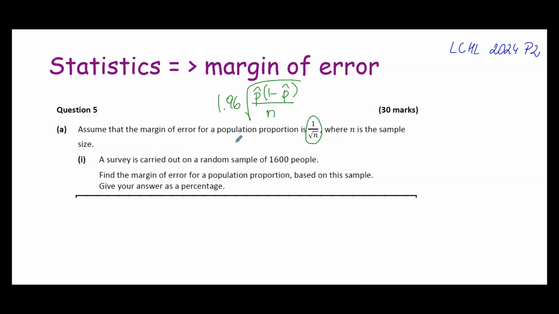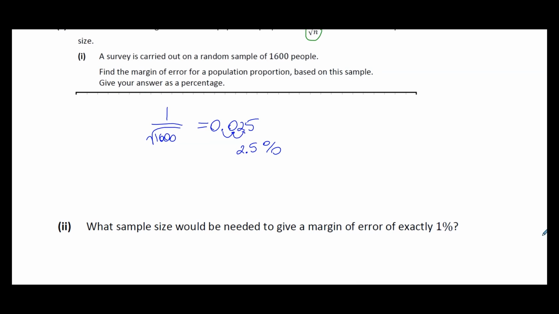A survey is carried out on a random sample of 1,600 people. Find the margin of error for a population proportion based on this sample. Give your answer as a percentage. So 1 over square root of n, where n is the sample size. So square root of 1,600. We put that in the calculator and we get a decimal. To change a decimal to a percentage, we either multiply by 100 or move our decimal 2 places. So 2.5%.